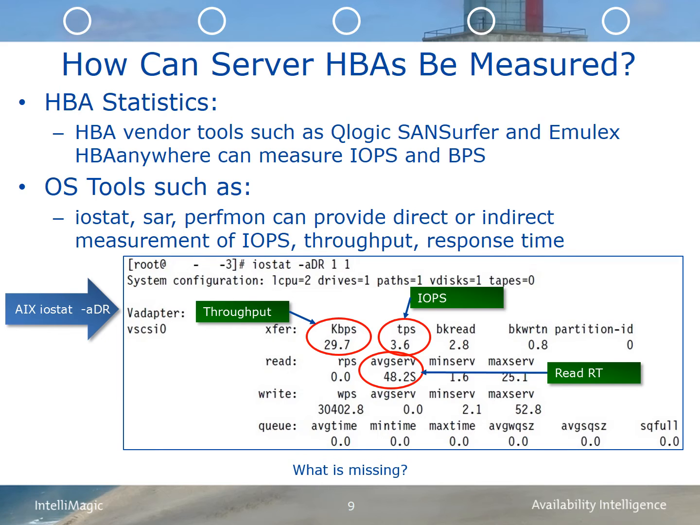I know on AIX, iostat -a and then uppercase D, R does provide information about the performance for a particular virtual adapter on a VIO server, or if it's a standalone LPAR, you can also get the adapter information directly.